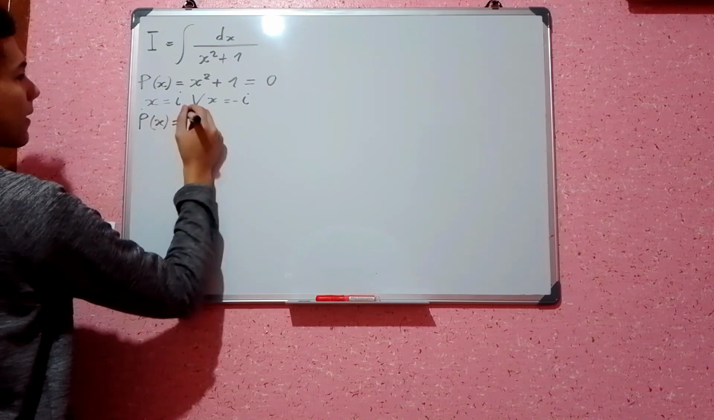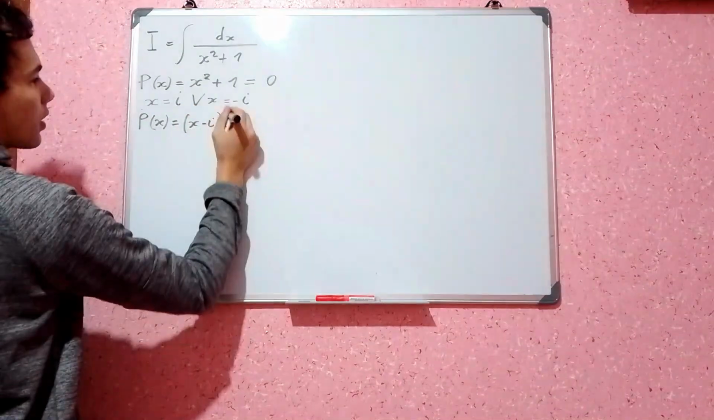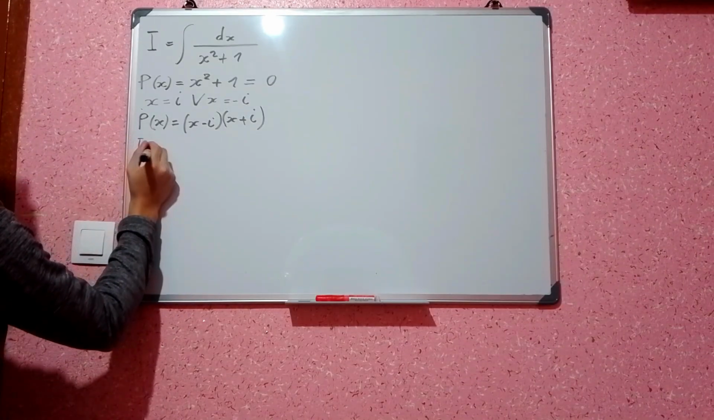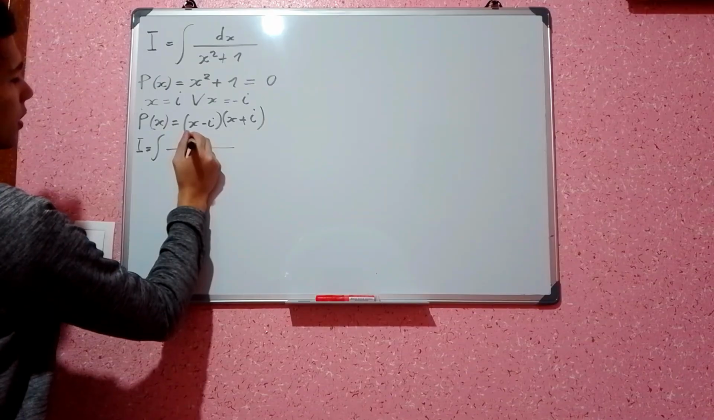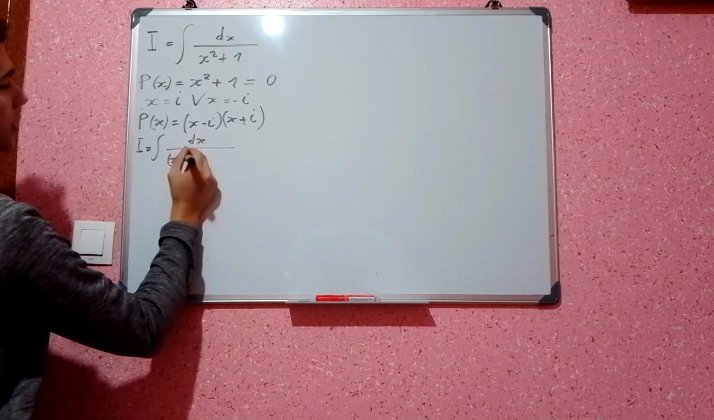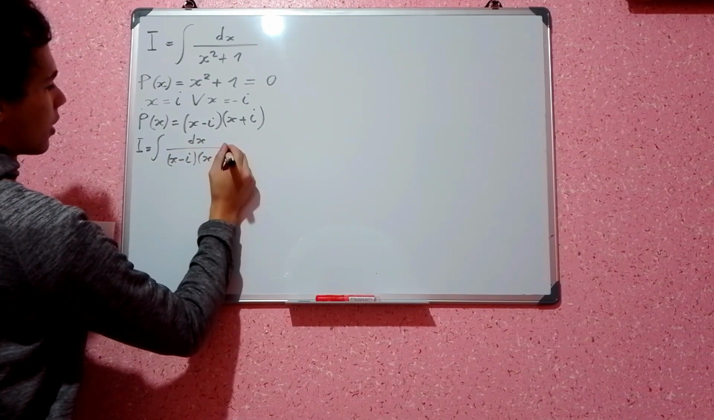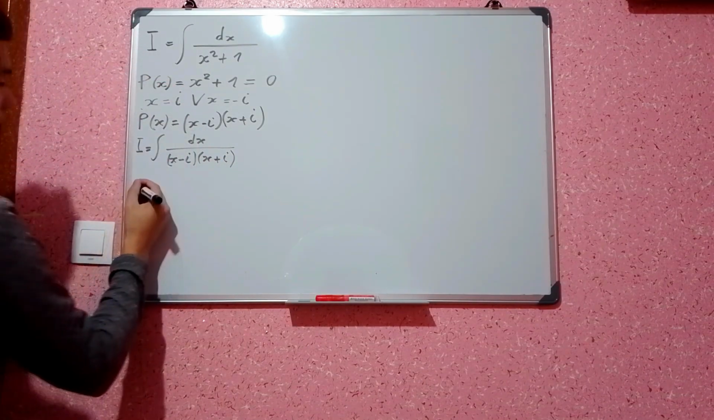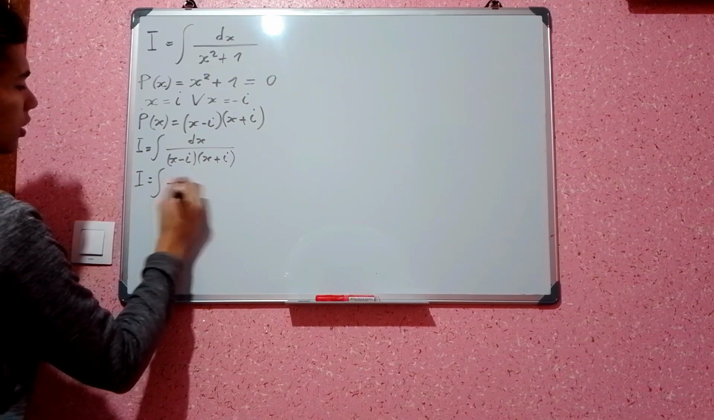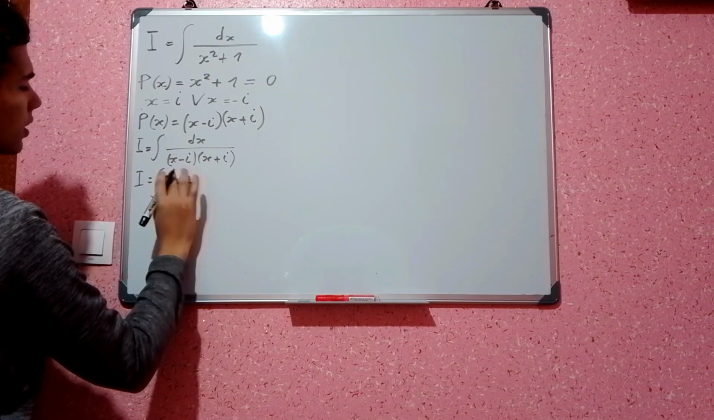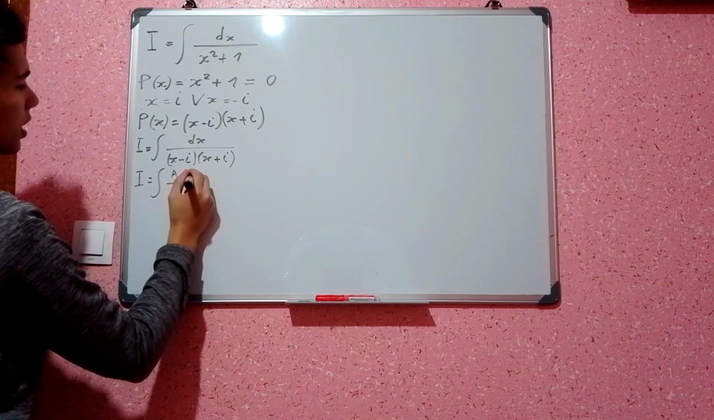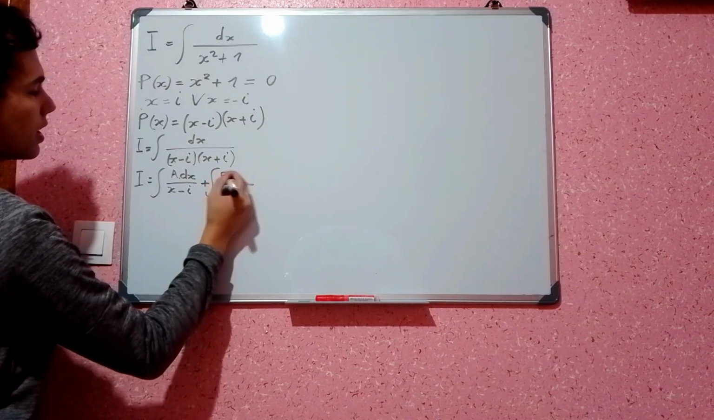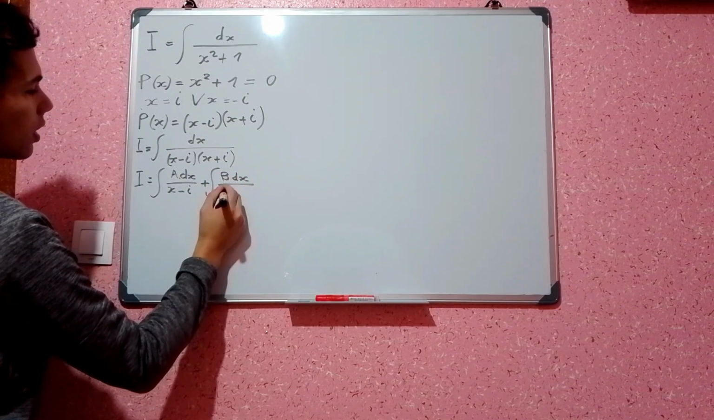x minus i, x plus i. So our integral will be the integral of dx over x minus i, x plus i. Okay? Now we have to split the fractions. We have I equals the integral of a coefficient a, dx over x minus i, plus the integral of b dx over x plus i.